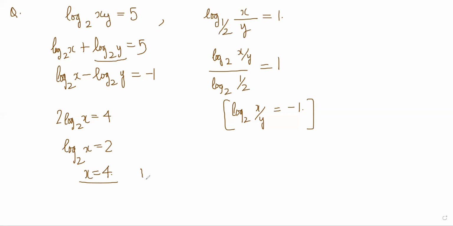So log 2x is equal to 2, not log x. Log 2x is equal to 2, so x is equal to 4. And log 2y is equal to 3, so y is equal to 8. So this is one possibility: x is 4, y is 8.